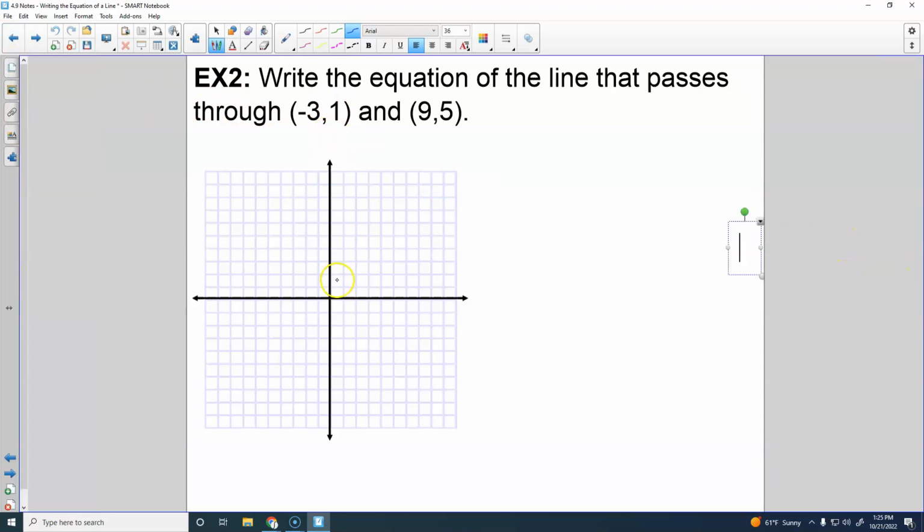All right. -3, 1. 9, 5. Draw the line. All right, so if I'm looking at the graph here, let's see, is it up 1 over 3? Yeah, I think so, up 1 over 3. So it looks like if I graph it, Isabella, what does it look like that equation would be?